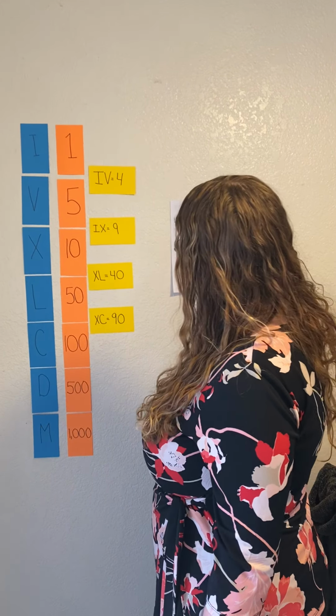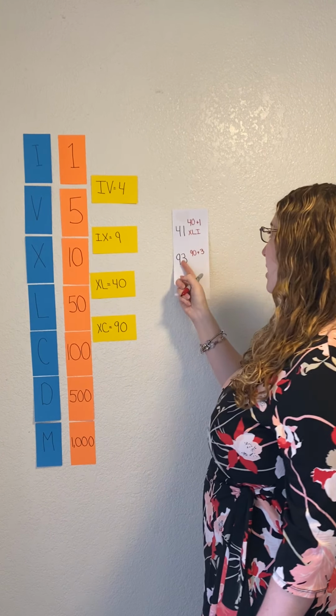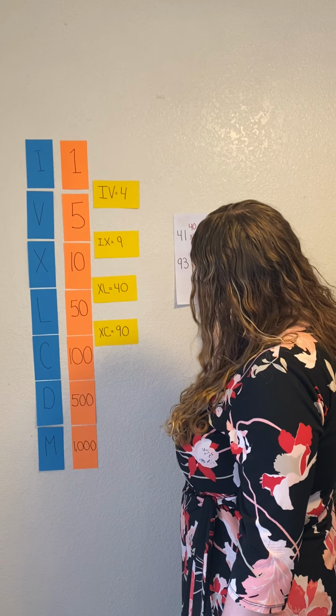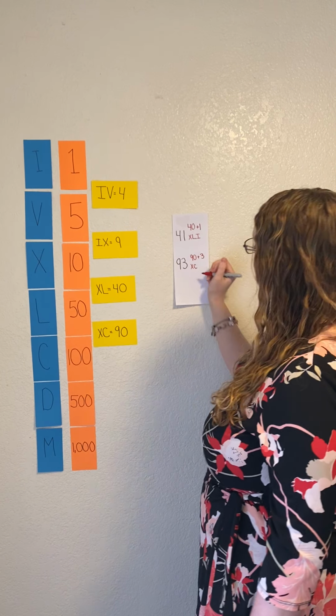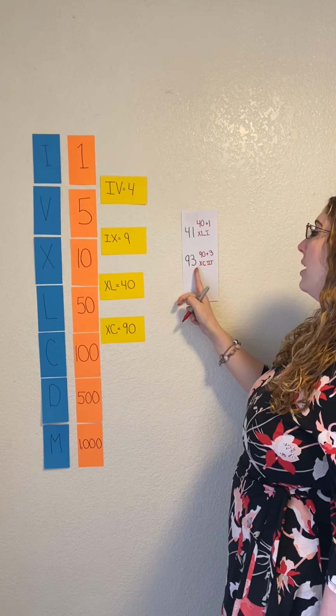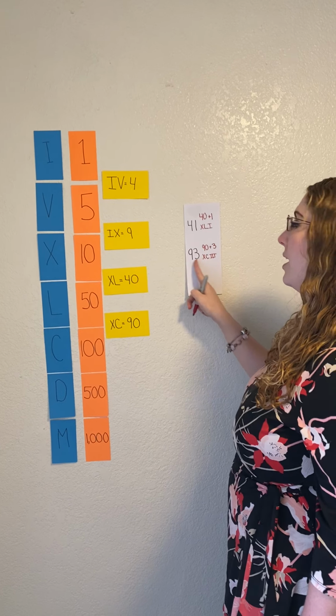93, I'm going to break it up into 90. I'm going to break it up into the number 3. 90, I could see here is represented by XC. 3, I'm going to represent it by 3 I's, III. That means that 93 is XCIII.